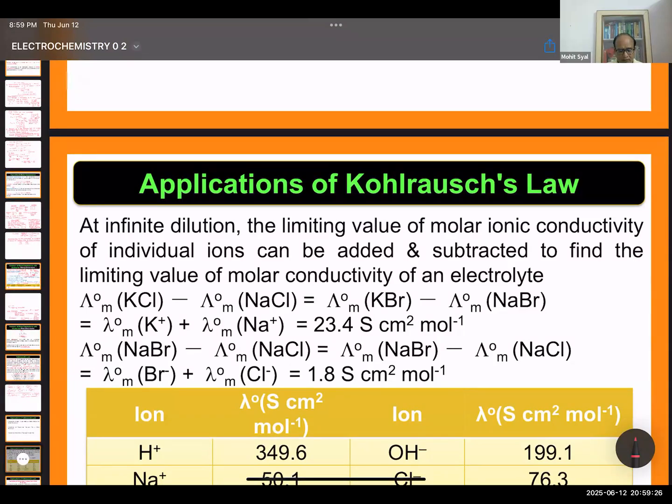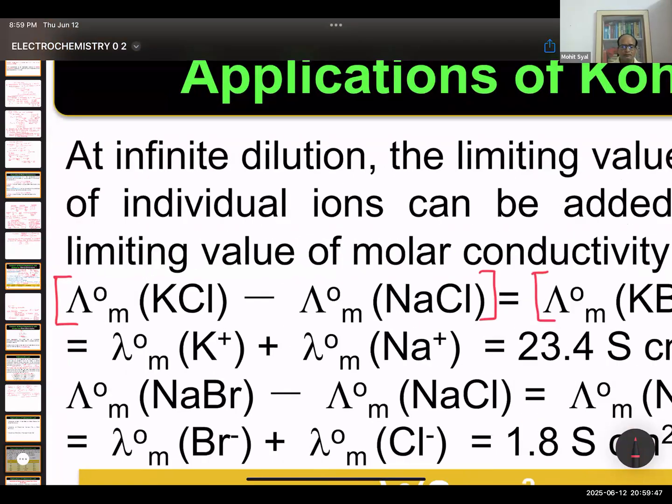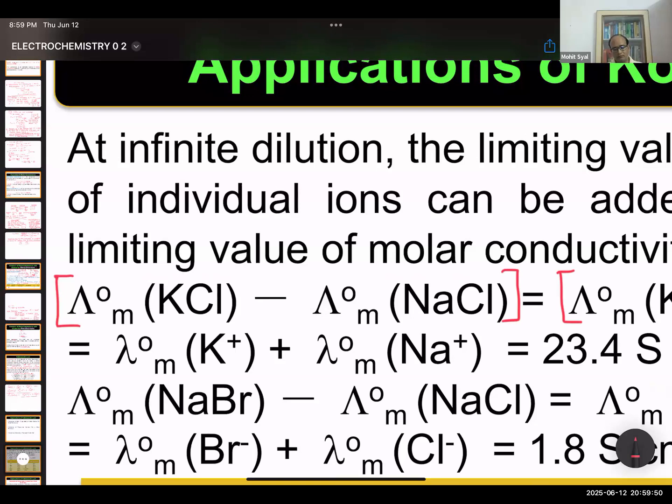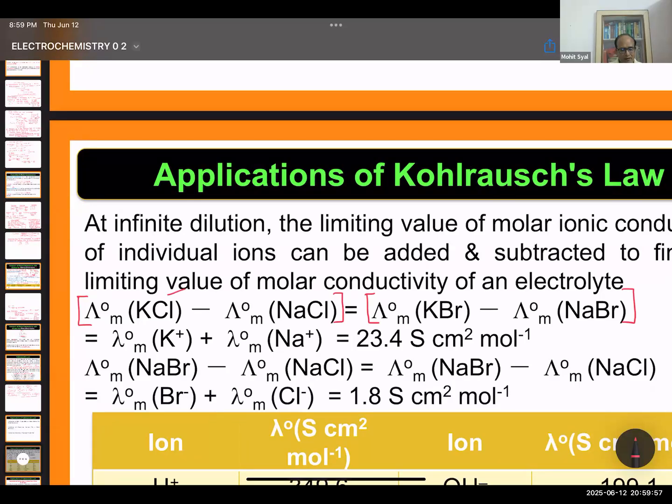Before moving on to the applications, let's try to figure out how they are same. Why are the two sides having the same value? Can you tell me? On the left hand side you have potassium chloride and sodium chloride. On the right hand side, Jesslyn, you have KBr and NaBr. And I have put an equal to sign in the middle. Means they are same. The difference is same.